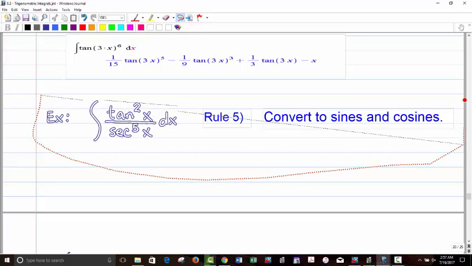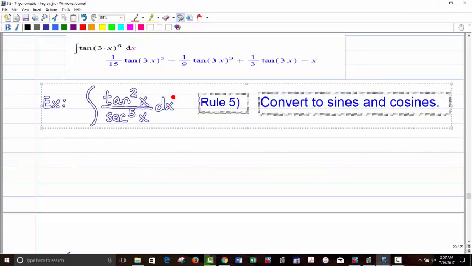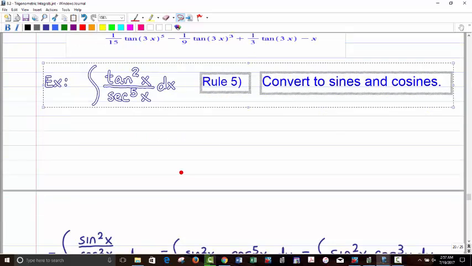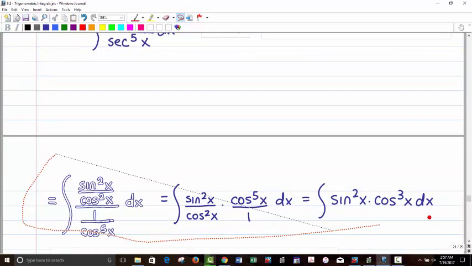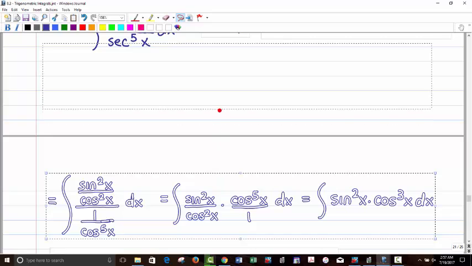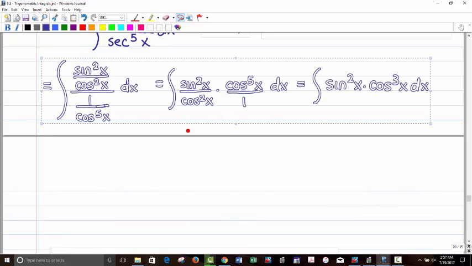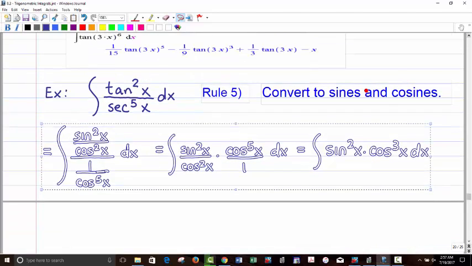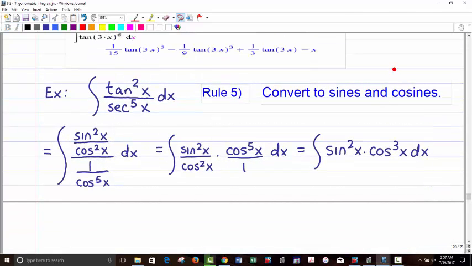Tan squared, of course, will be sine squared over cos squared. And secant fifth is 1 over cosine to the fifth. Get all that on the same page. And you just, like you do with any fractions, flip over and multiply. And then we end up with sine squared cos cubed. Okay, we looked at something like that earlier. So yeah, you convert to sines and cosines, then you still might need to use a sine and cosine technique. So that's what we have to use, a sine and cosine technique.